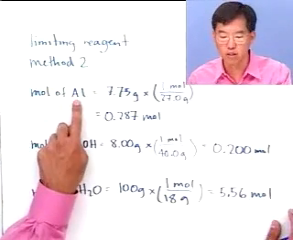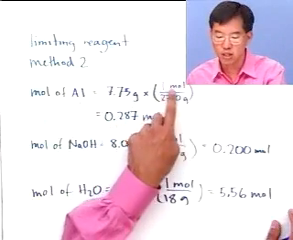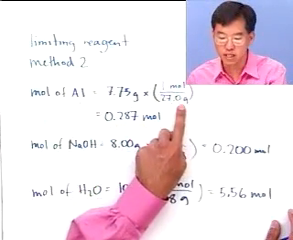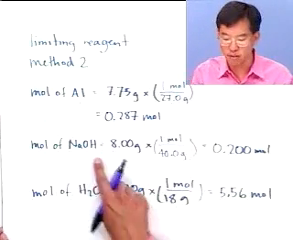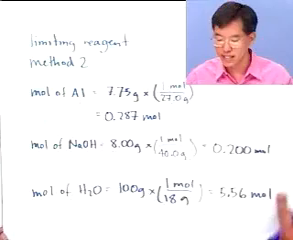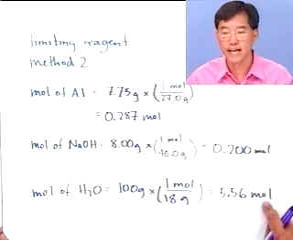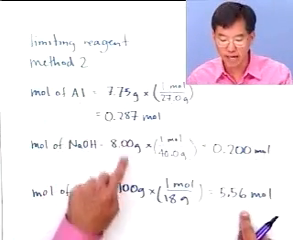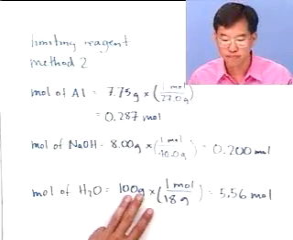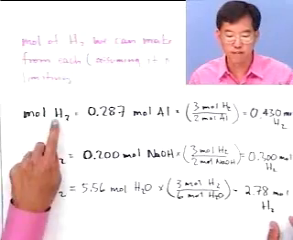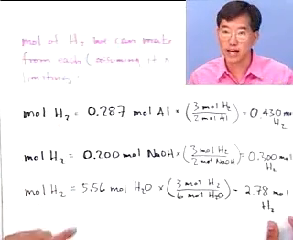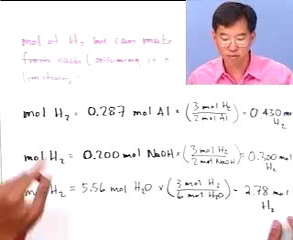So here's the number of moles of aluminum. It's the mass of aluminum times 1 mole over the molar mass of aluminum, and that gives us 0.287 moles of aluminum. We repeat this process for sodium hydroxide and for water, and these are the numbers of moles of each of the reactants. Again, these are based on the number of grams of reactants that we started with. And then, using method 2, we calculate the number of moles of product, and in this case, since we're concerned with hydrogen, let's focus on that. Remember, hydrogen is the product that we actually collected, so that's what we're going to be interested in.